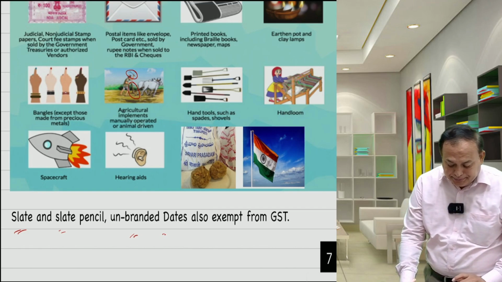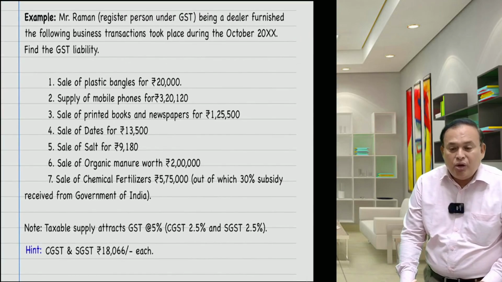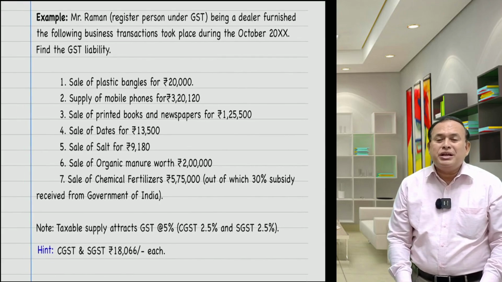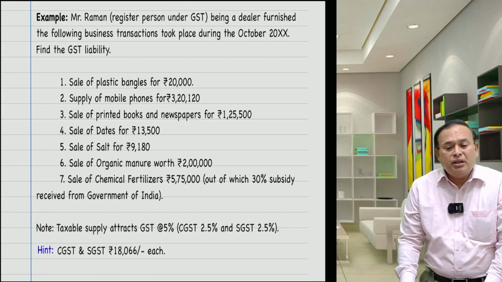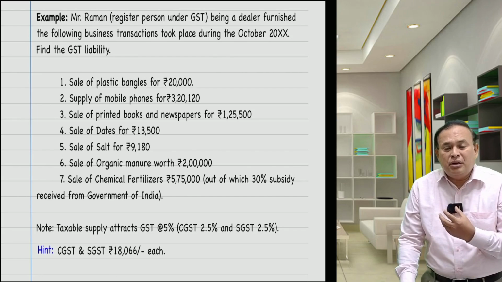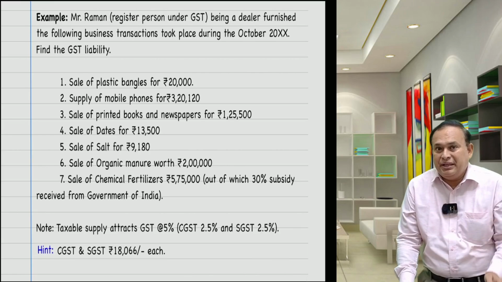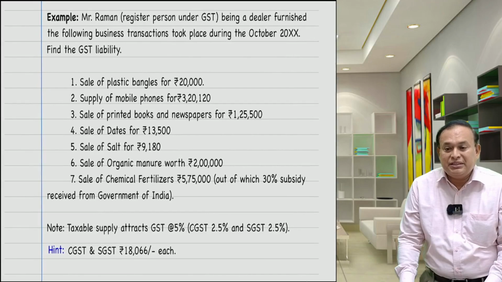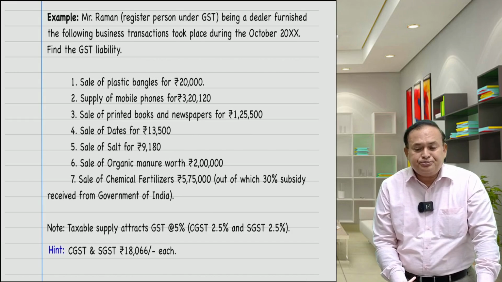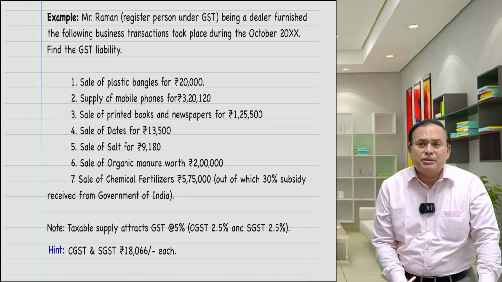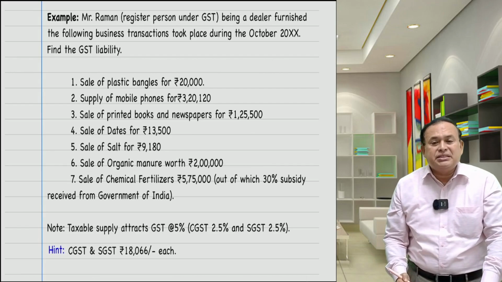Now please come back. Here, one small illustrative example is there. On the face of it, you can answer it. If you answer this question, you will get some important points from this area. With that intention, I brought this. Raman, a registered person under GST law, being a dealer, furnished the following information for the month of October. Find the GST liability.